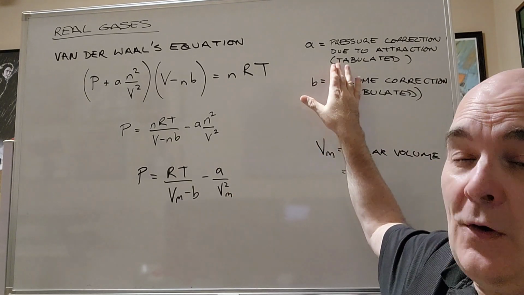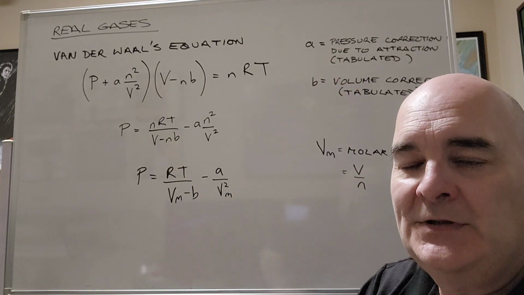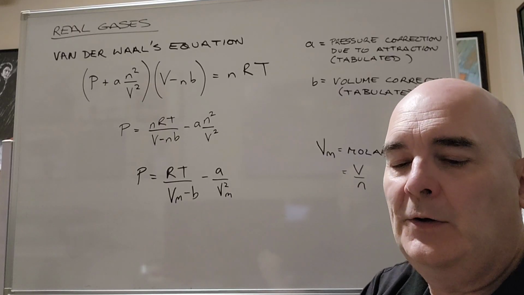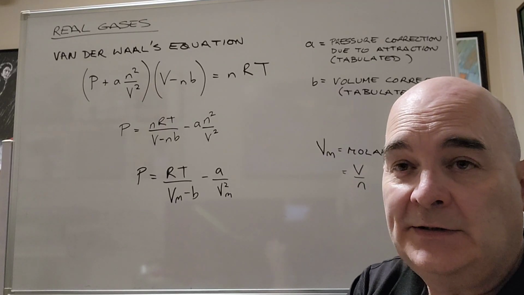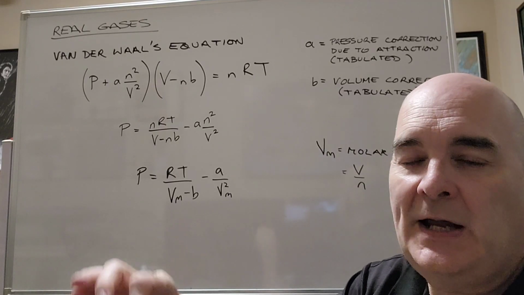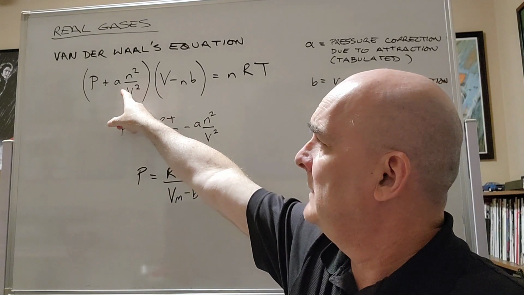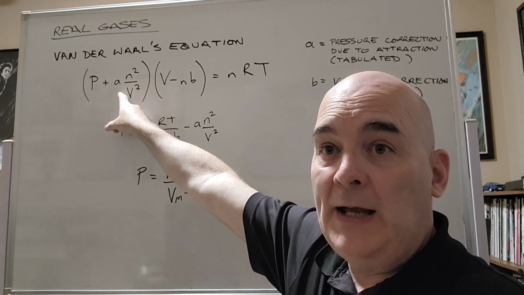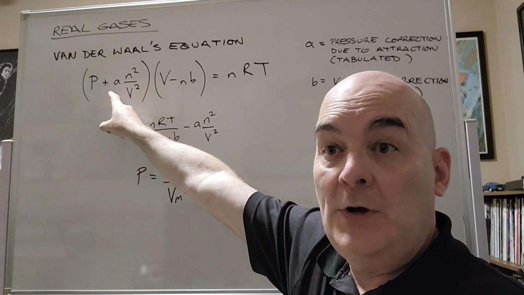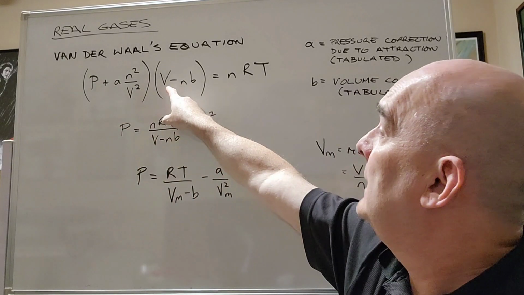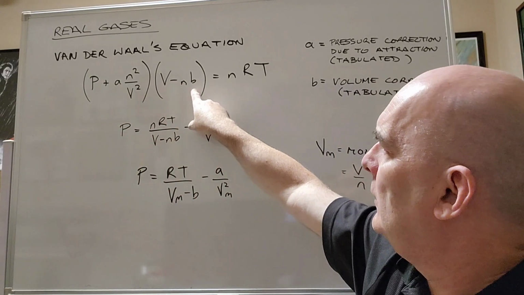This is a pressure correction that is due to the attraction between molecules as they pass each other. The values of a for any particular type of molecule are tabulated somewhere. They're in a reference text, they're on the internet, and as long as you're dealing with a known gas, that value of a is known. And then V has a volume correction.